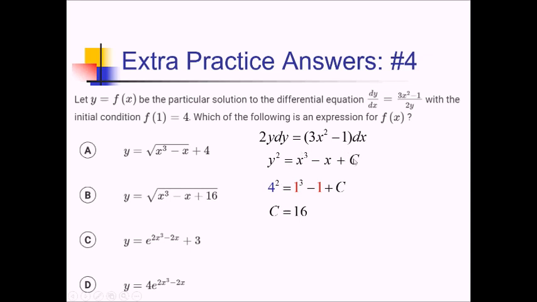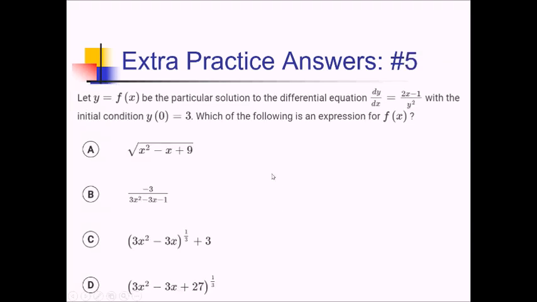Plugging that back into this plus c general solution we have up here, we have the beginnings of a solution. We're not quite there yet, though. We still need to actually take the square root of both sides to get y by itself. And when we're doing this, we have to be careful because you end up with a plus or minus square root. We have to pick one of those for the particular solution. So to make that decision, we see that we have a y value of 4 in the initial condition. Since y is 4, in general, y has to be a positive quantity. So that means when I take this square root, I have to write y equals the positive square root of x cubed minus x plus 16. And that is going to give us answer choice B.